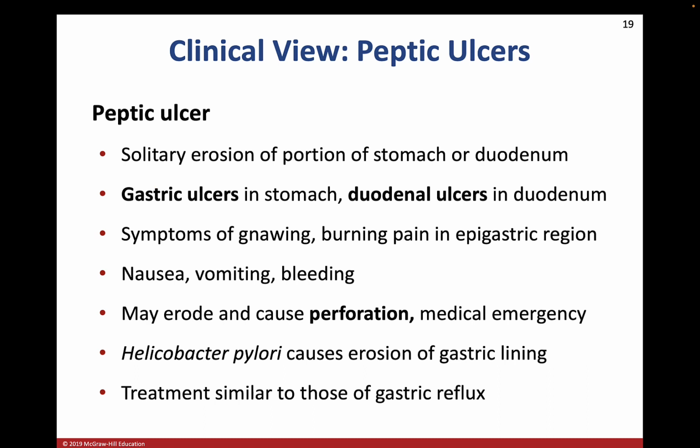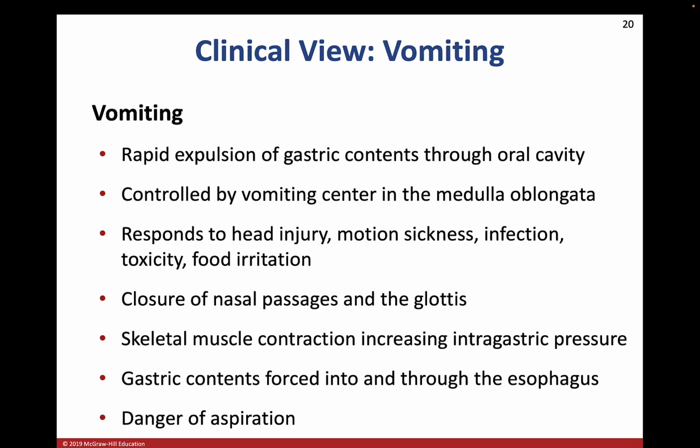Now, peptic ulcers, this is erosion of the stomach or the duodenum, and keep in mind this is going to be due to the acidic contents. And what might happen, gastric ulcers within the stomach and duodenal ulcers, which are in the duodenum, and now you have a gnawing, burning pain in the epigastric region. This results in nausea, vomiting, and bleeding. Now, the real issue here is the erosion and perforation, and this would be considered a medical emergency. Now, we have these bacteria, and they also can cause erosion of the gastric lining. And the treatment here is basically the same as gastric reflux.